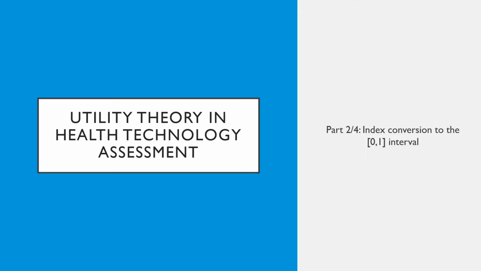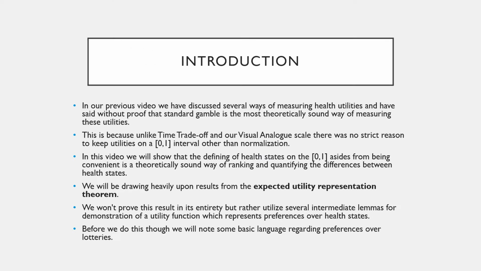In this video, we're going to be talking about index conversion to the 0-1 interval. Let's go. So in our previous video, we've discussed several ways of measuring health utilities, having said without proof that standard gamble is the most theoretically sound way of measuring these utilities. This is because, unlike time trade-off and the visual analog scale, there was no strict reason to keep utilities on a 0-1 interval other than as a normalization.